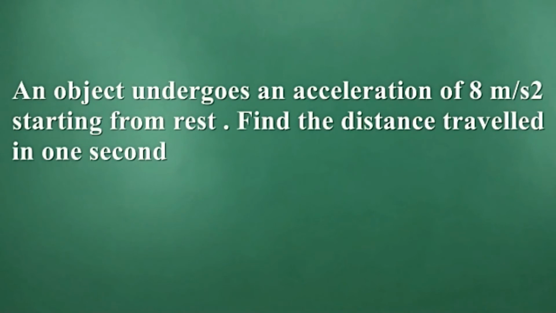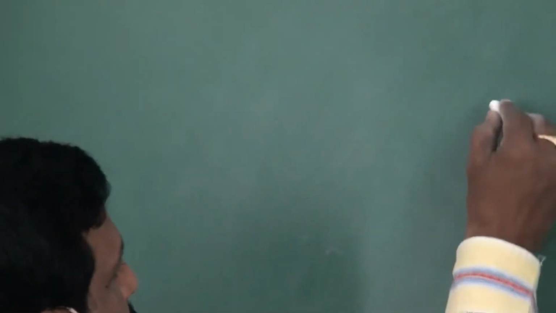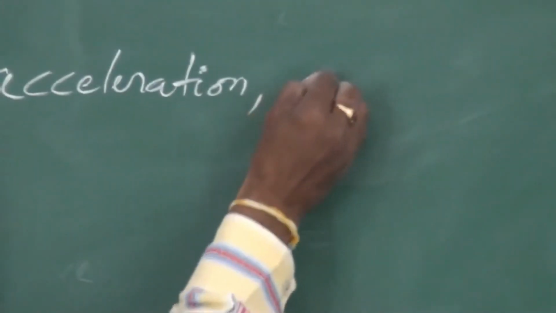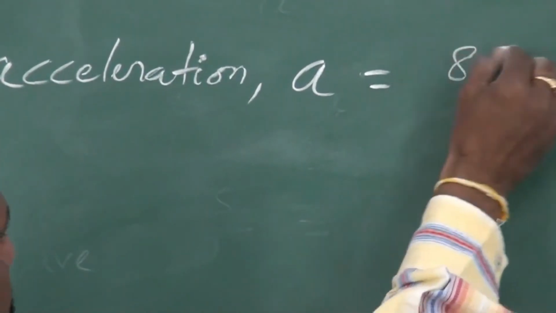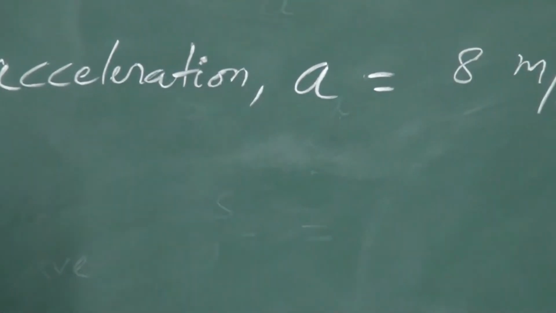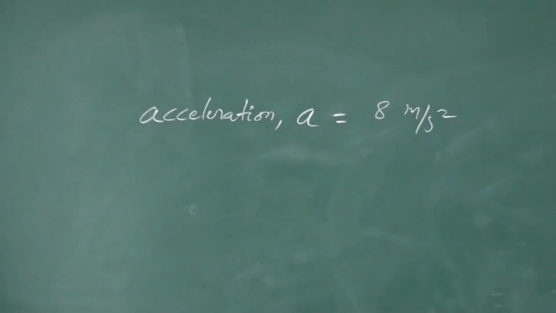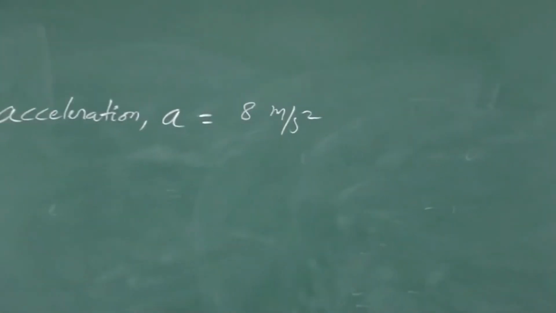So, here it is given the acceleration as 8 meter per second square. So, given data, acceleration a is equal to 8 meter per second square. And here the object starts from rest.